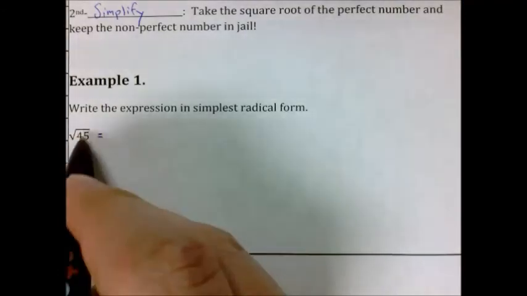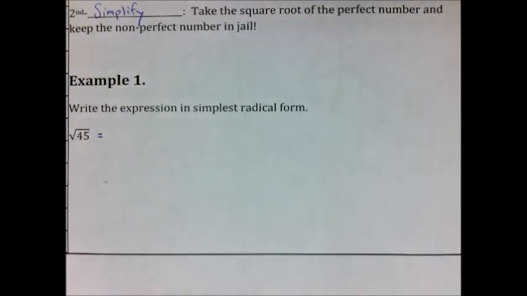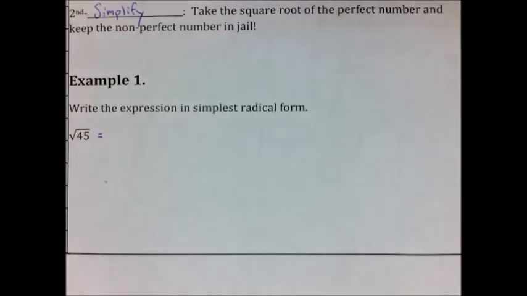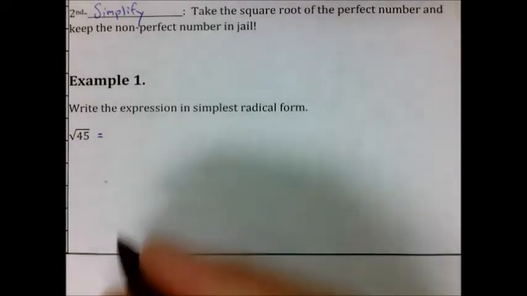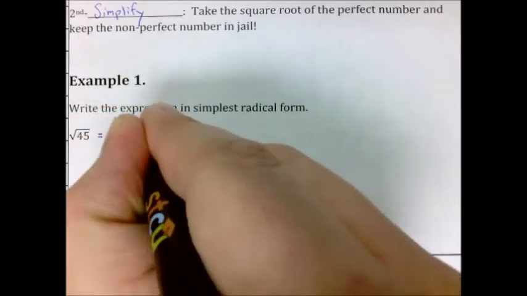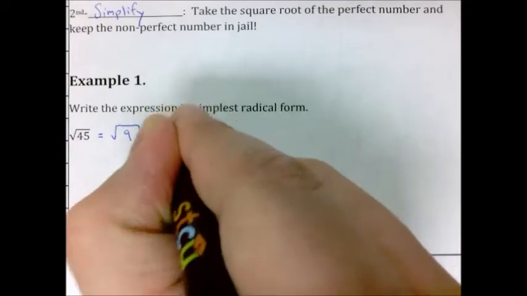Okay, so first let's split this number into two different radicals. We know that some of the factors of 45, one of them is 9 times 5, and 9 is one of those perfect numbers. So we've got the square root of 9 times the square root of 5.